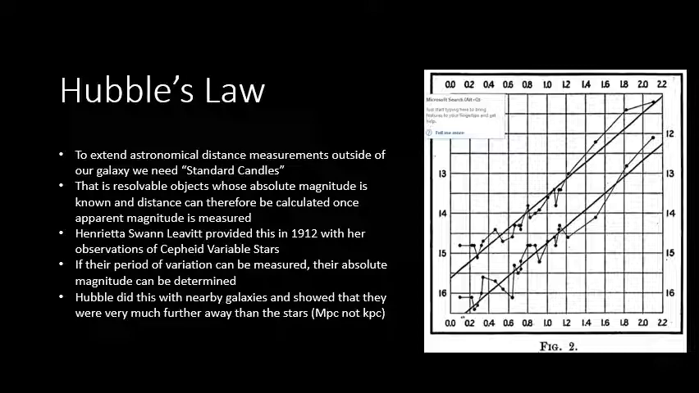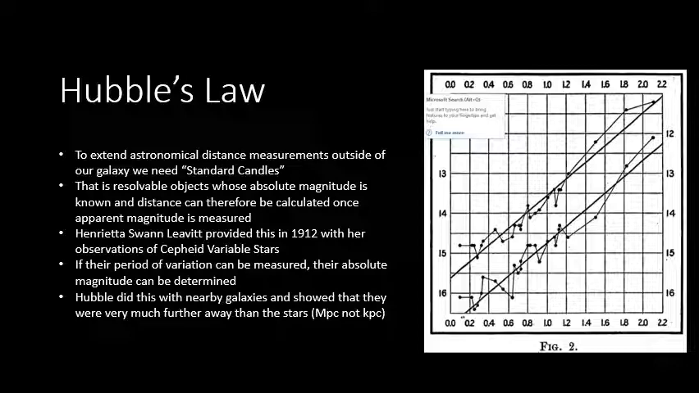So, if we want to measure further away, then we can't manage with parallax. Then we need what are called standard candles, i.e. something that we know exactly what its brightness is, something that we know exactly what its absolute magnitude is.